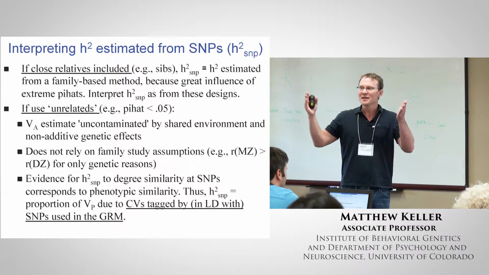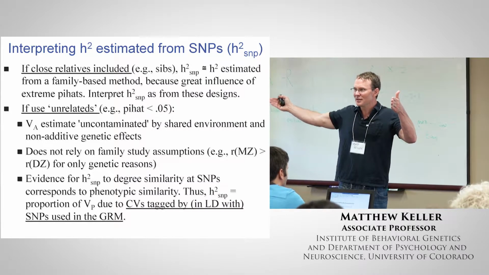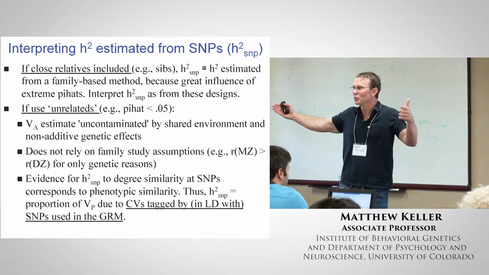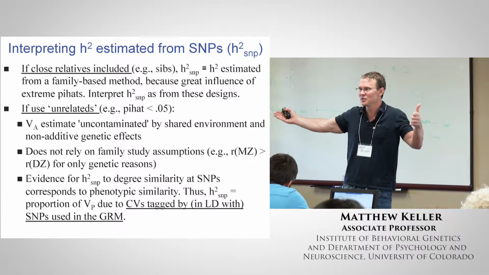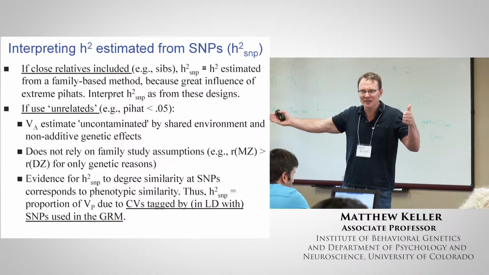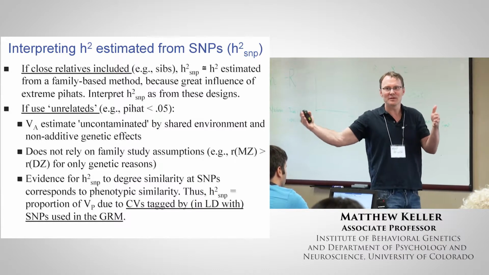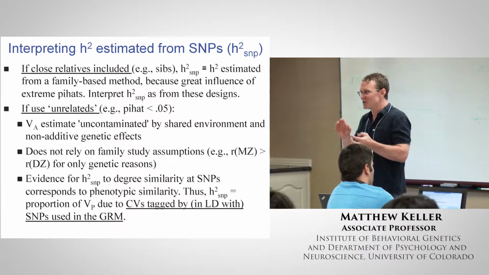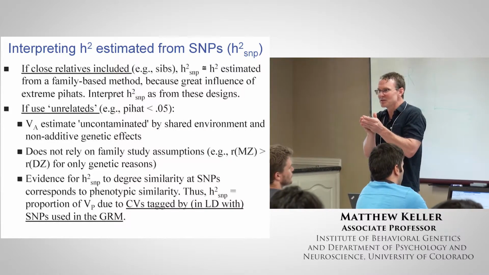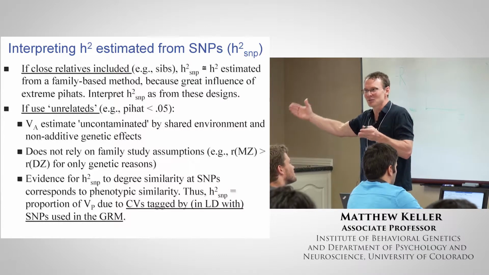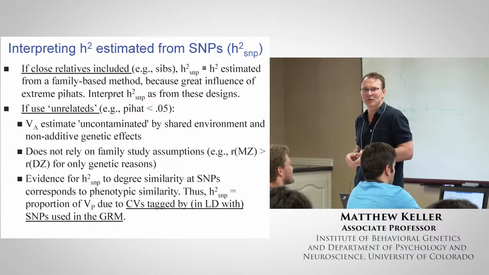Why? Because siblings, and certainly DZ twins and MZ twins even more so, have an enormous influence on the regression, because they're like 100 standard deviations above the mean. That's probably almost exactly right for DZ twins. If you think about doing a regression in which most of your scores are really close to 0, and then you have a handful that are 100 standard deviations above, well, guess what?